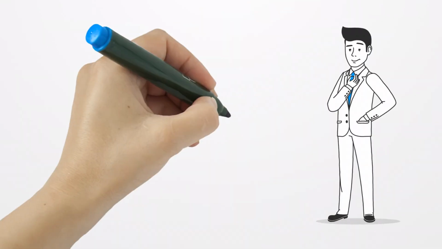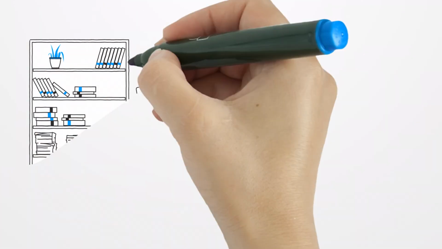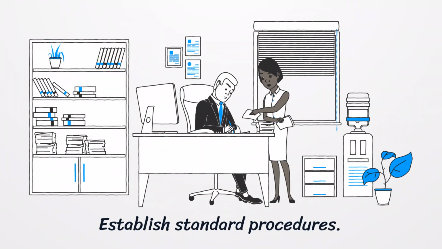Develop standard procedures for sorting, setting in order, and shining, so everyone follows the same steps. Create a checklist for end-of-shift duties including organizing tools, cleaning, and checking inventory levels.